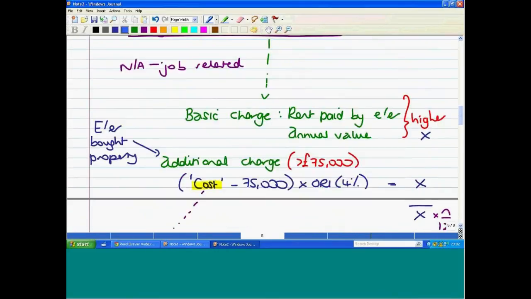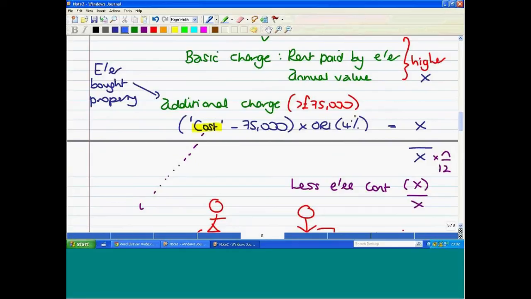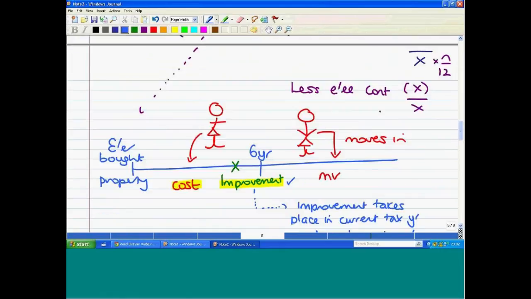We just go back to job-related accommodation. So job-related accommodation, we don't do any of this. Then if it's not job-related, we've got our two charges. The basic charge will always be there. The additional charge is only applicable if we've got an expensive property and the employer has bought that property. We would then always have to consider our 6-year rule in terms of when does that person move in as to which value we will use within our additional charge.